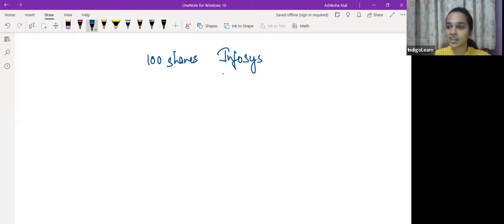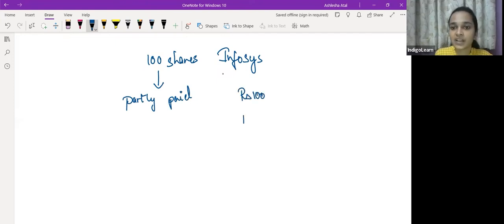Okay, I have 100 shares of Infosys Limited, and these 100 shares are partly paid up. Say the price of each share is rupees 100, but out of rupees 100 I have paid 70 rupees on the shares. Remaining 30 जो है वो unpaid है अभी भी. So 30 rupees is unpaid.